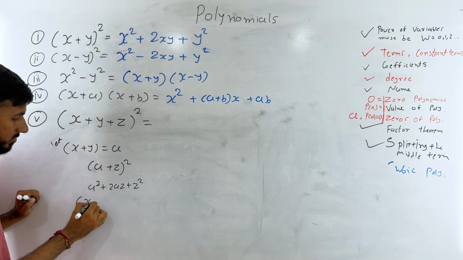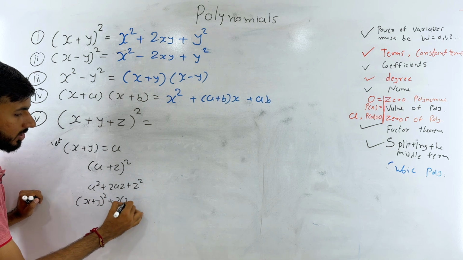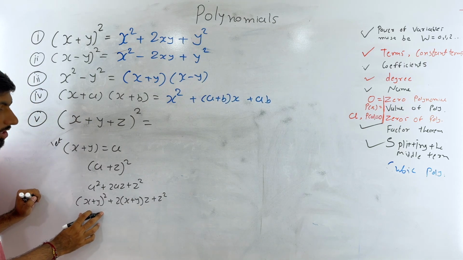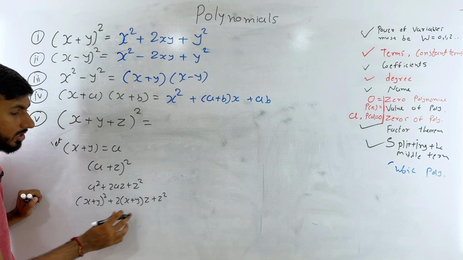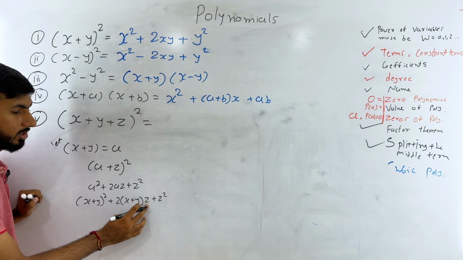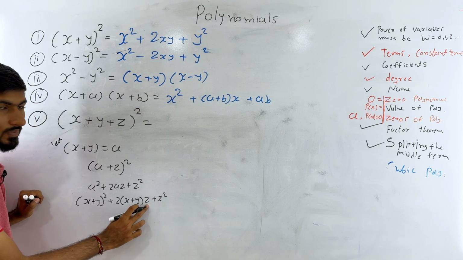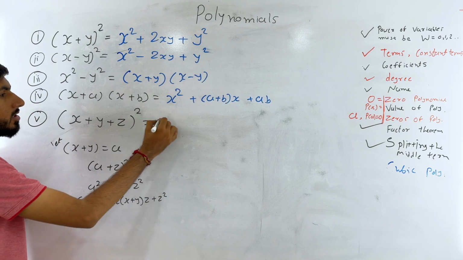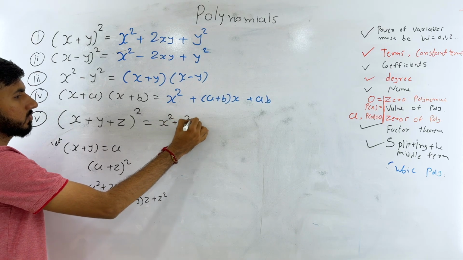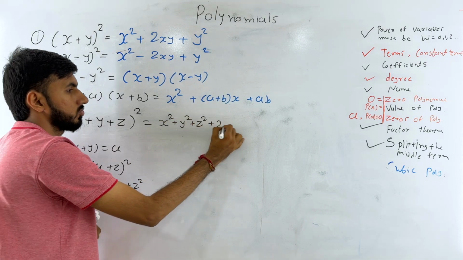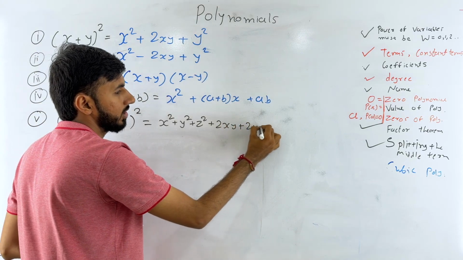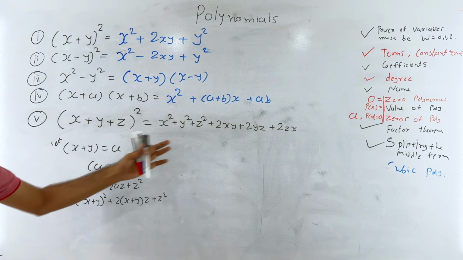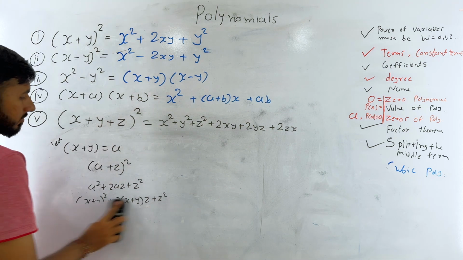Value of a is x plus y whole square plus 2 in bracket x plus y multiplied by z plus z square. Now if you use the identity here again, x plus y whole square is x square plus 2xy plus y square, and do a simplification here, x plus y in bracket and in multiplication I have z here. If you do simplification here and use the identity, your final answer will look like x square plus y square plus z square plus 2xy plus 2yz plus 2zx, right? So if you want to derive this identity, you can derive it by this simple method.